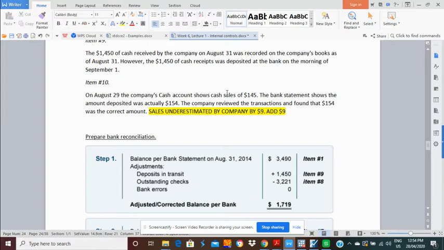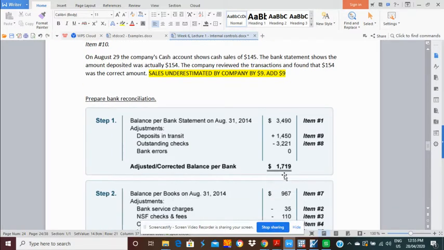And then regarding bank errors, item 10 talks about the discrepancy between the bank balance and the book balance, but we need to determine who made the error. So if the bank error is 0, it means the company made the error. But if the error was made by the bank, then you would put something here and 0 in the company error. So that way you get the adjusted correct balance per bank. Per books.